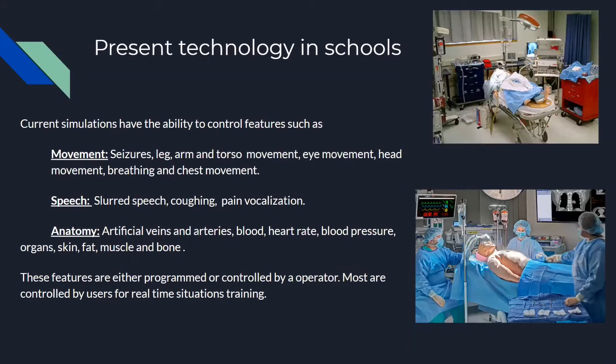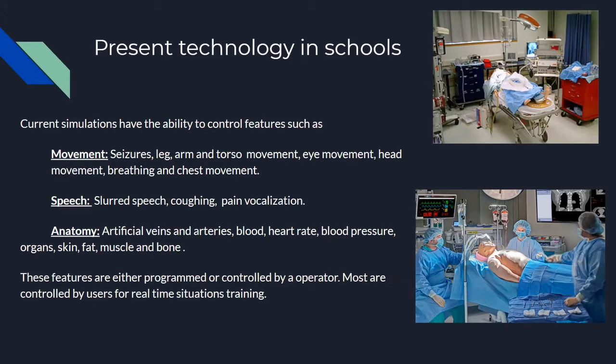Some of the technology and features being offered compared to the old generation is that these new generations, with computer controlled features, can do everything from having a seizure, so they can move around and their eyes can roll in the back of their head. They also have breathing and chest movement. They can also talk back to the student or professional with slurred speech or coughing or pain vocalization while their body's moving.